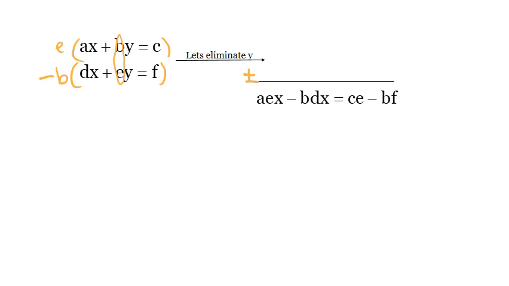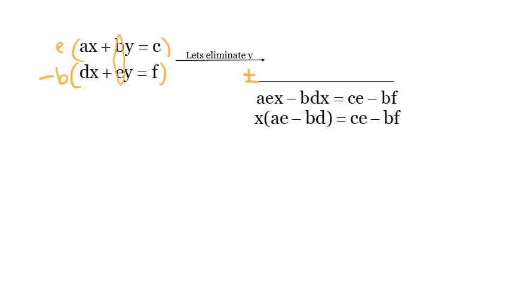The entire Y terms eliminate, and we end up with AEX, the top value, subtracting BDX, the bottom value, and then on the solution side, we have CE minus BF. It's a lot of letters, but let's keep going with it and see what happens.